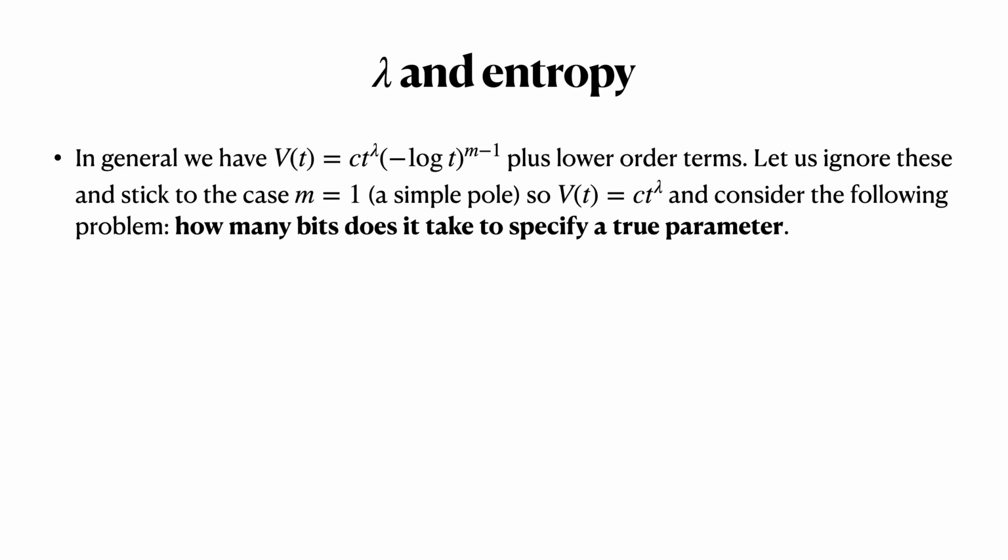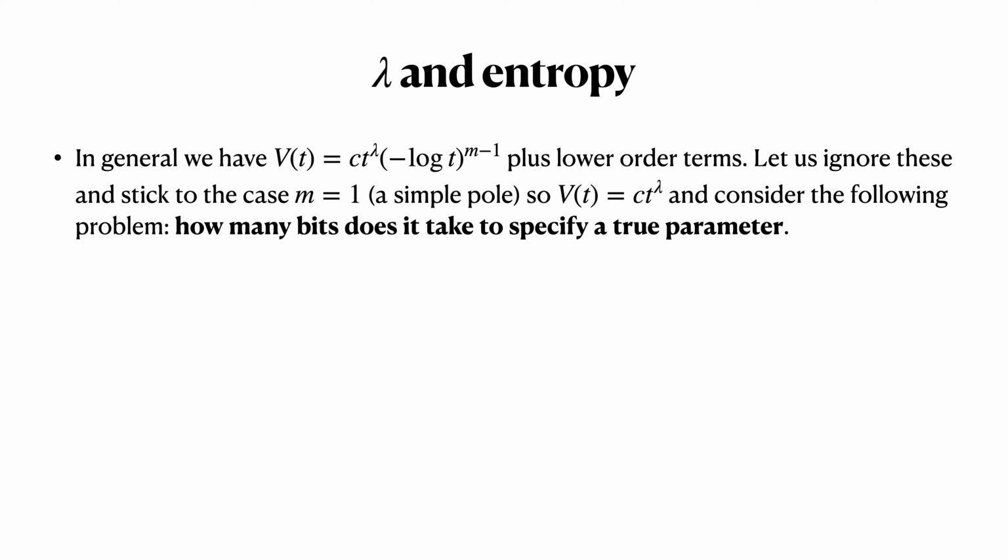Okay, so there's the actual formula plus a lower order term. Right, so it's a constant times T to the lambda. Lambda is the RLCT of the model. And then there's a term here that depends on the multiplicity. I'll just assume it's a simple pole. So it looks like this, because I just want you to have the intuition for what this increase in volume is doing.